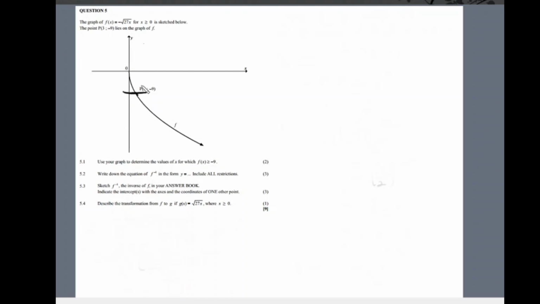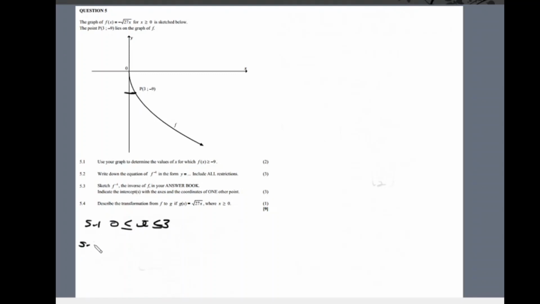So which means we are only interested in those x values which will give us f of x being greater than minus 9, right? Notice when we are going to the left, you'll have the graph of the function above this line, like minus 9. So the corresponding x values to that are the values 0 to 3. Because when you exit 0, the graph now is below minus 9. Okay, so for 5.1, the x values will be x between 0 and 3.